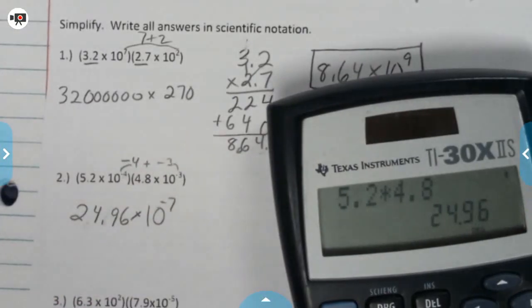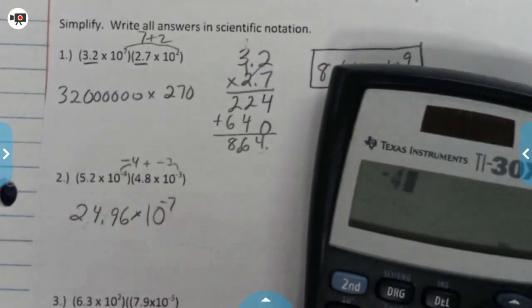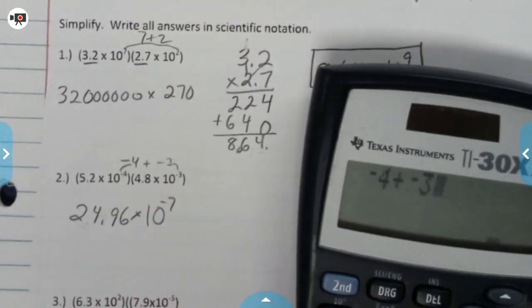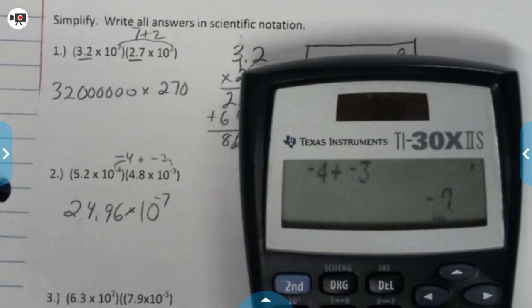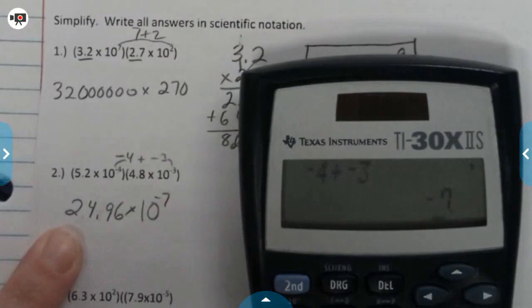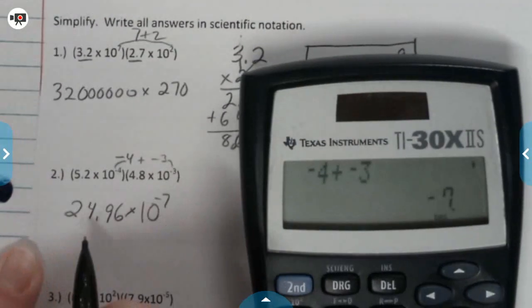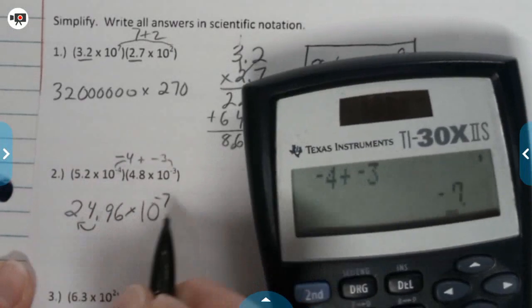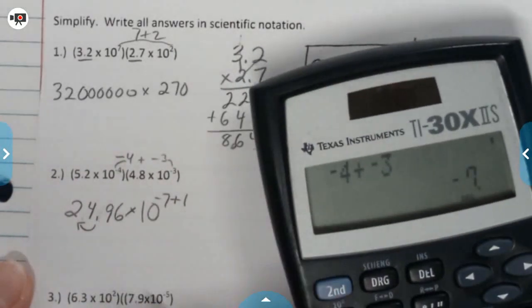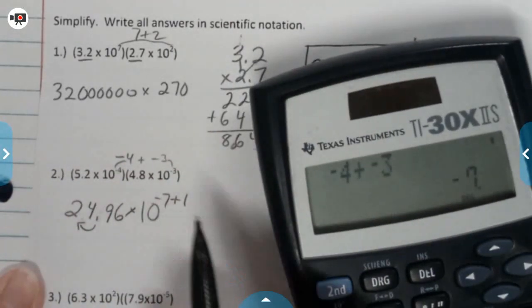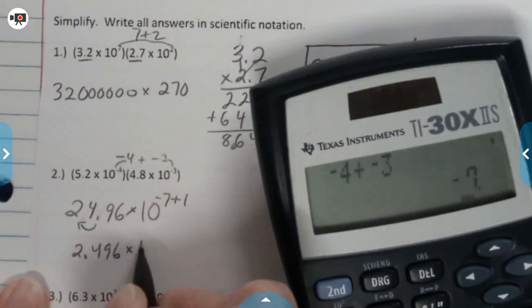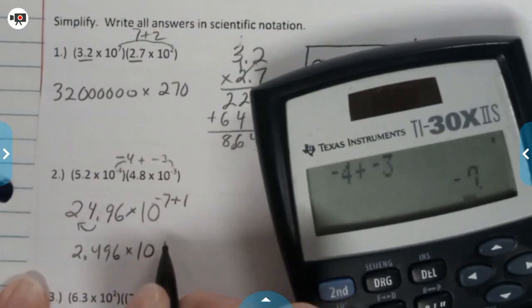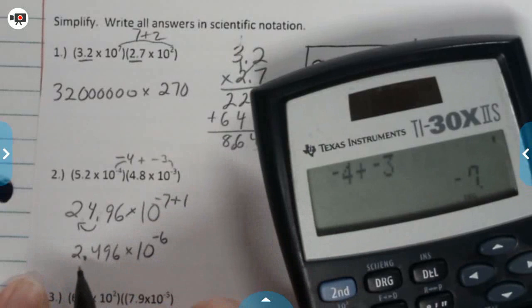And you can do that on here too, negative 4 plus negative 3 if you're just not sure. And we get negative 7. And then since 24 is not between 1 and 10, you could move that decimal over, and then you're going to add 1 to the power, which is a little bit more interesting when it's a negative power, because it's going to look more like you're subtracting, because negative 7 plus 1 is negative 6.